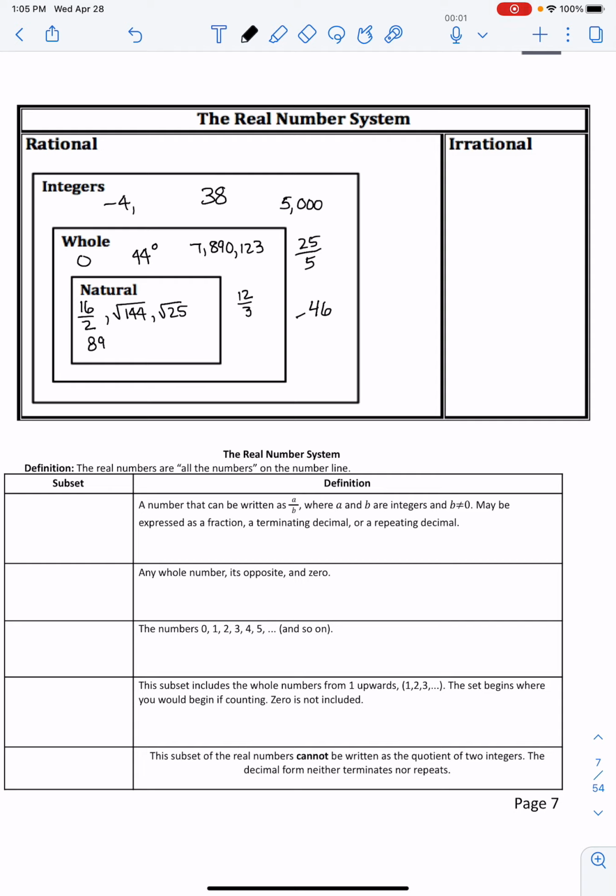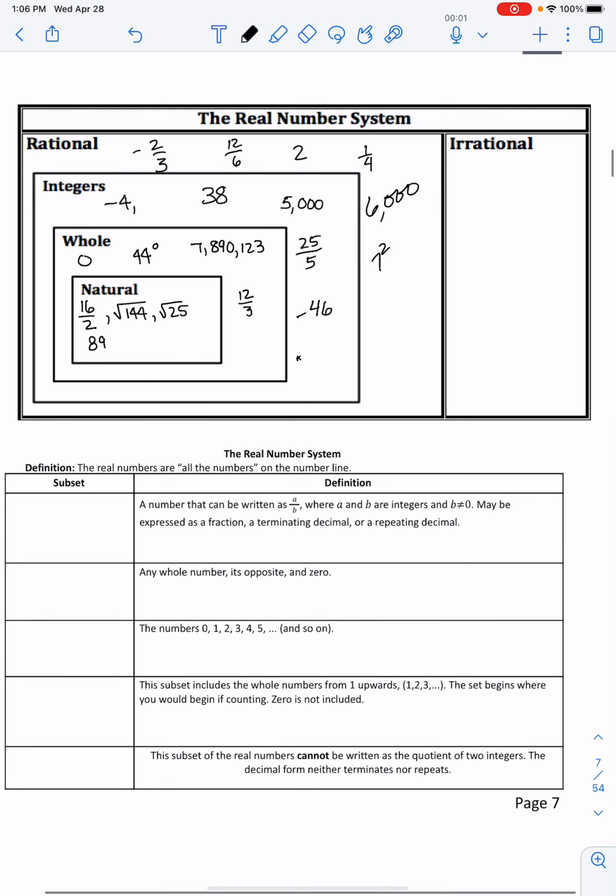Rational numbers are any numbers that can be written as a fraction, such as -2/3, 12 over 6, 2, 1/4, 6,000, 7 squared. 7 squared can also be here because it simplifies to 49. 1/9.